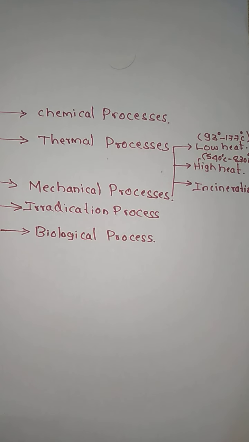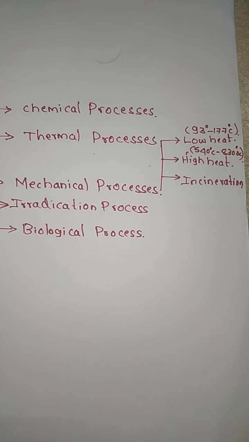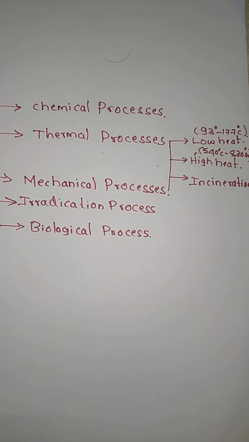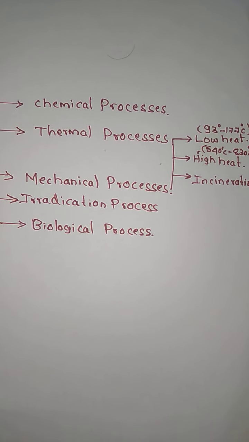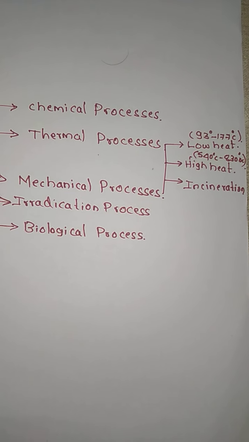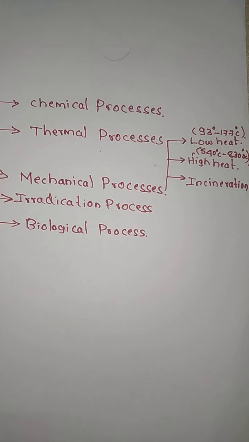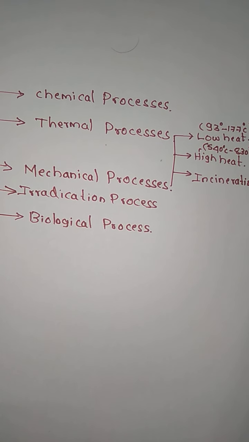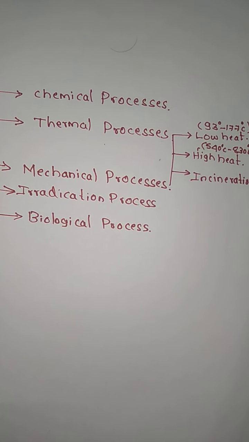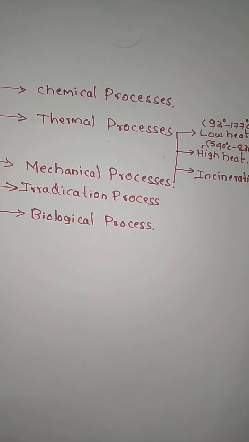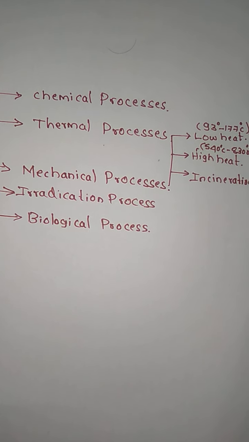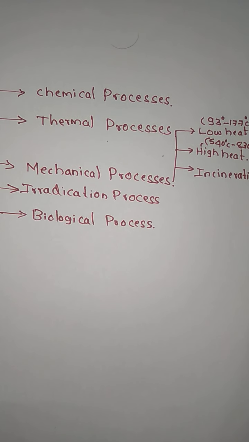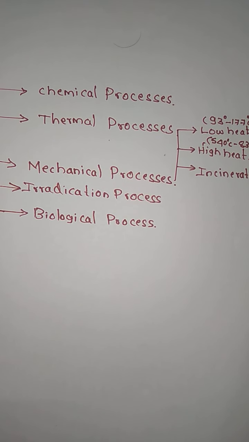Autoclaving is a low heat thermal process and it uses steam for disinfection of waste. Autoclaves are of two types depending upon the method they use to remove air pockets: gravity flow autoclave and vacuum flow autoclave. The autoclave should be dedicated to disinfecting and treating the biomedical waste.